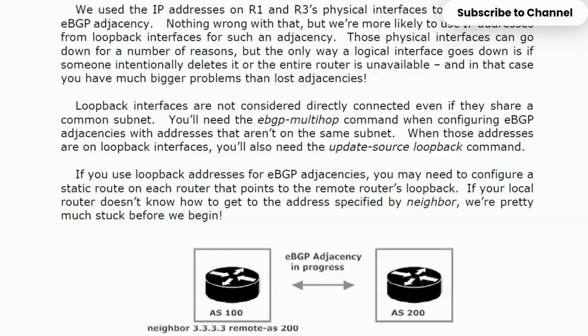And when these addresses are on loopback interfaces, as they will be in this lab, the next one, you'll also need the update source loopback command. And we'll see that, and what it's actually asking for is the interface that you're using for your update sources, and that would be loopback 0, whatever you happen to number it.